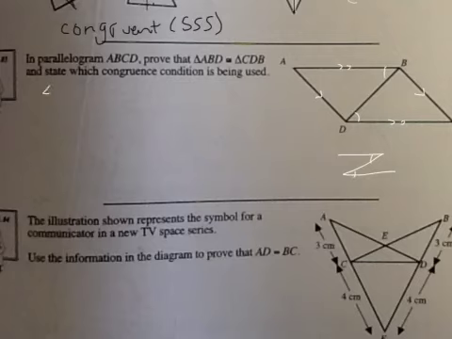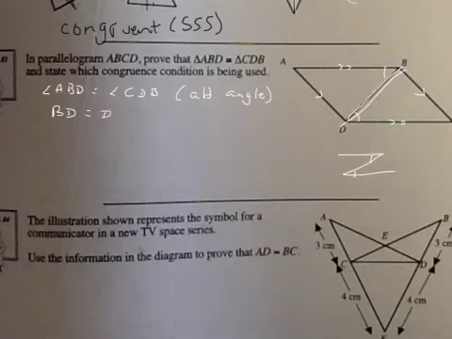So we know that angle ABD is equal to angle CDB. And that's the alternate angle theorem. So alternate angle. We know that BD is equal to DB because it's the same side. So BD is equal to DB. Same side.